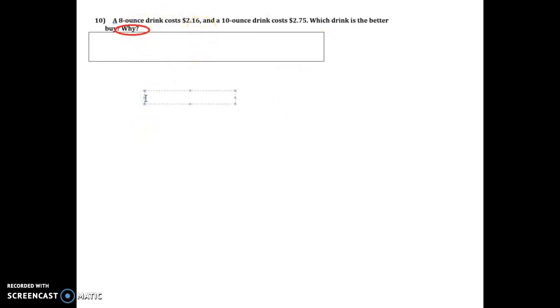It says $2.16 for 8 ounces, right? And our other option is $2.75 for 10 ounces. Well, those are our fractions. So let's figure out our unit rate. Now remember, unit rate means one of our numbers equals 1. And it's usually your bottom number, which is our ounces for today. Money usually goes on top.